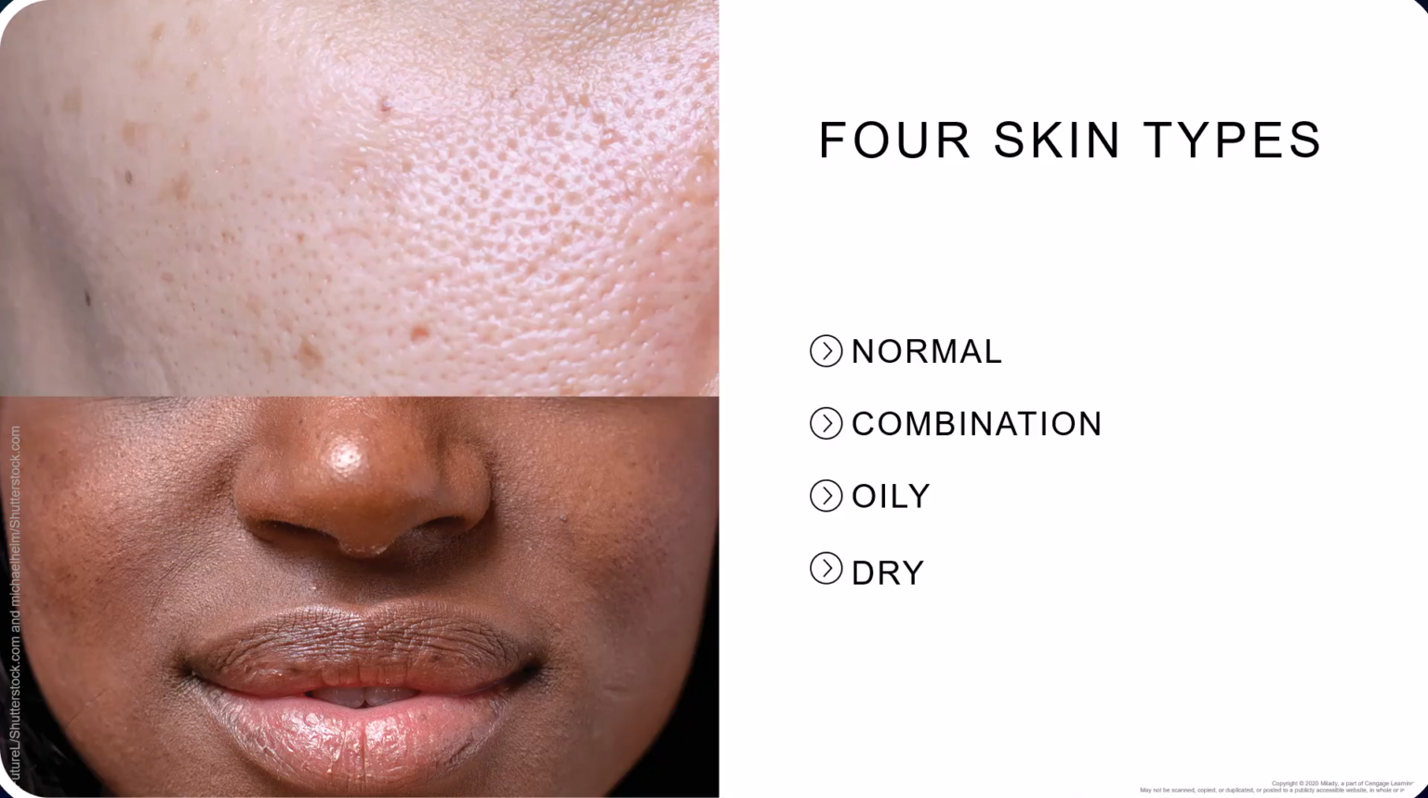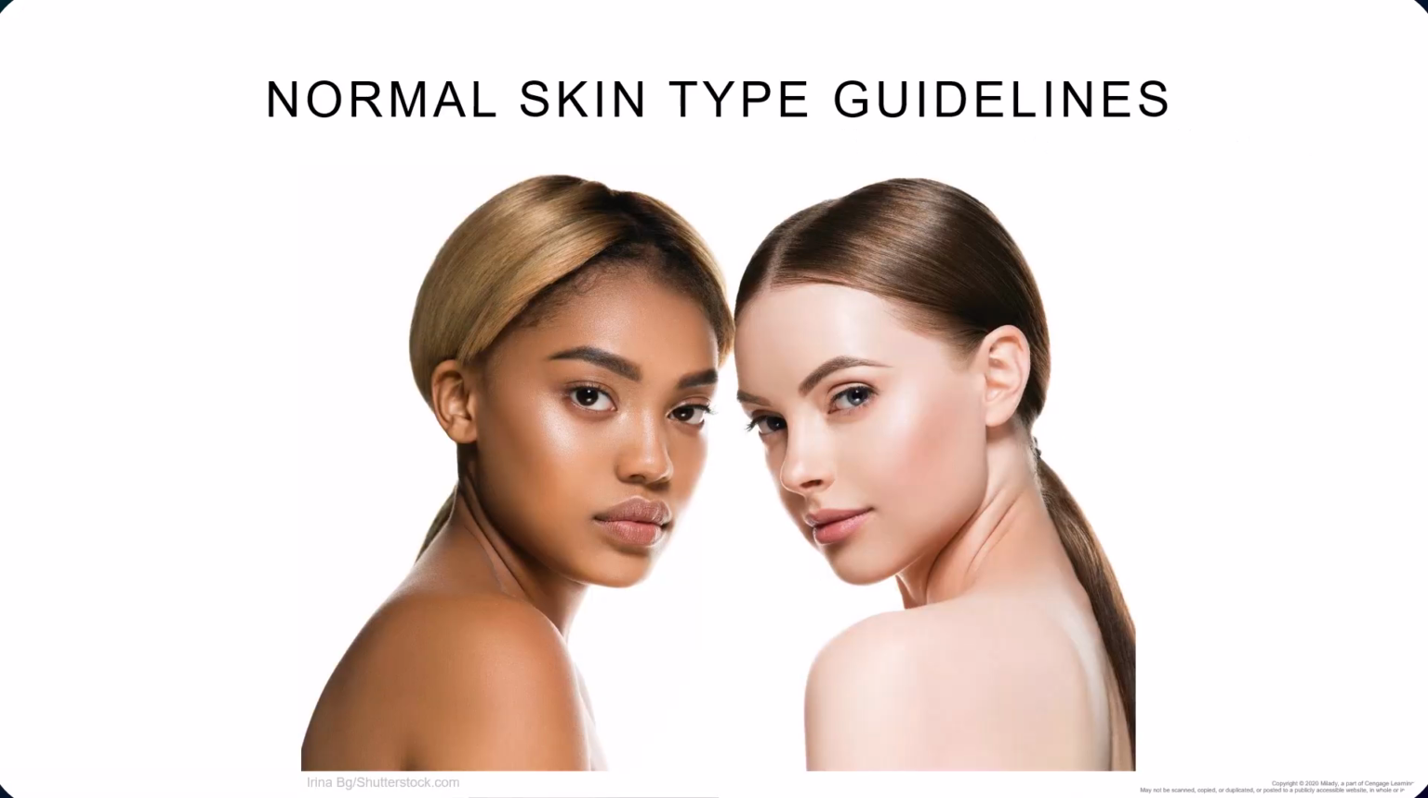So the 4 skin types, remember, are based on oil production. We have normal, combination, oily, and dry skin. When we say normal skin type, a lot of the time we mean balanced skin. Oil production will be balanced, so a client wouldn't be too oily and they wouldn't be too dry. Hydration levels are also going to be balanced, meaning how much water is in the skin.